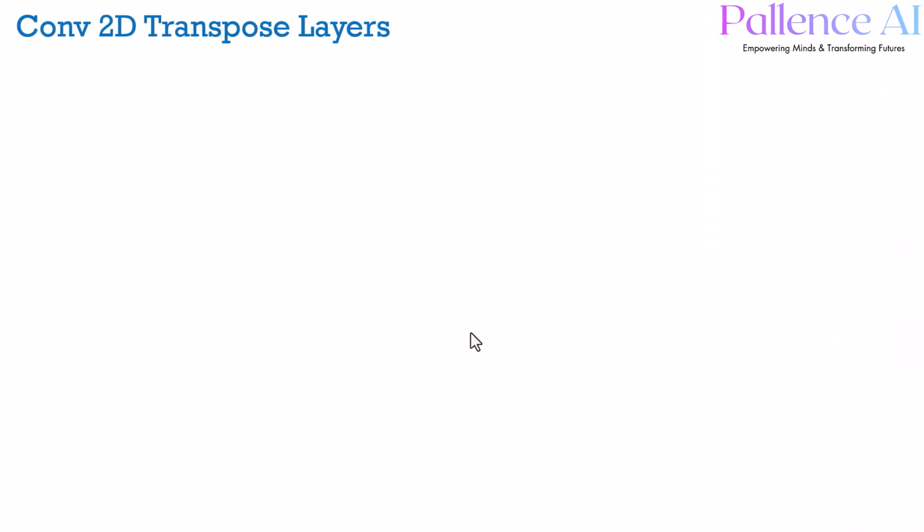That's exactly what Conv2D Transpose layers are designed to do, and we will learn all about them in this video. So Conv2D Transpose layers, what are these? Think of them as a reverse of the regular convolutional layer. So what is the reverse of a regular convolutional layer?